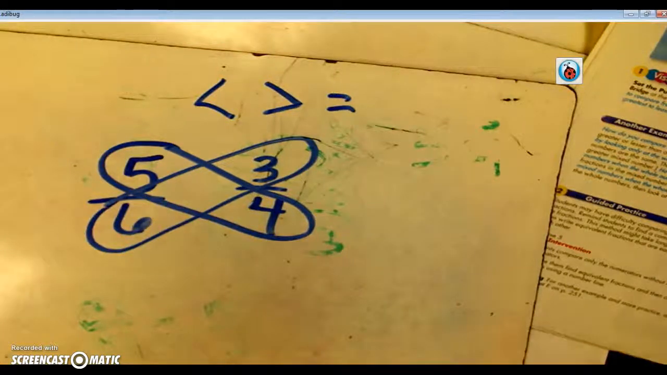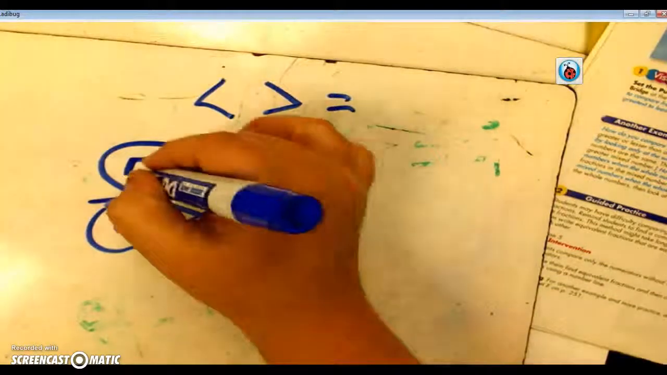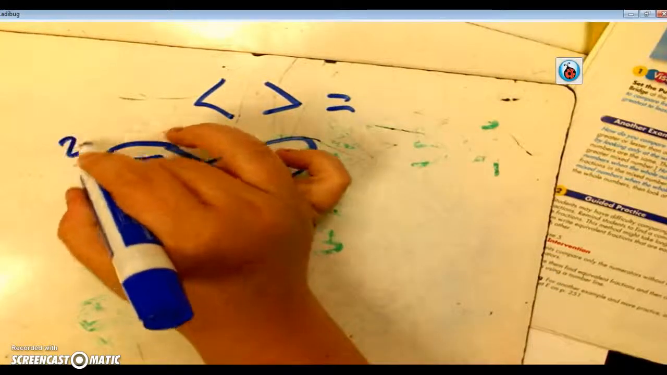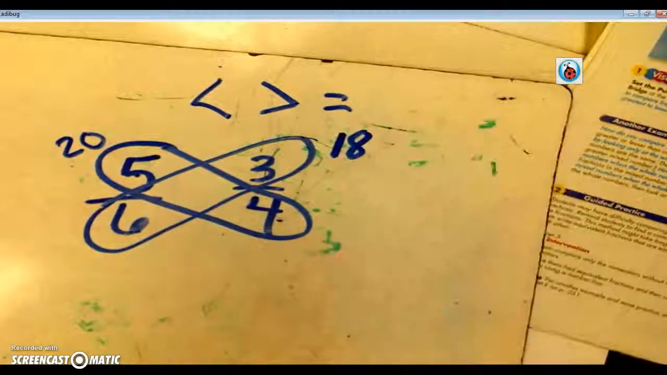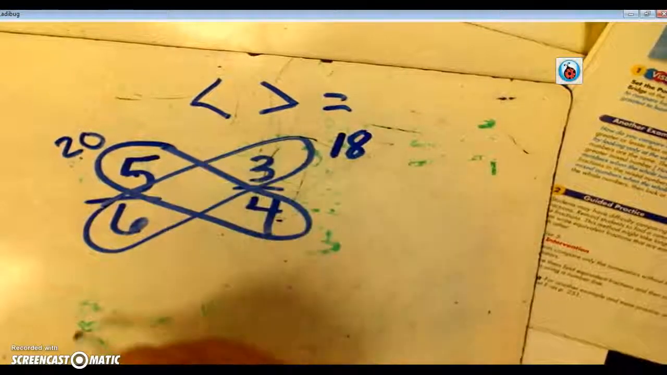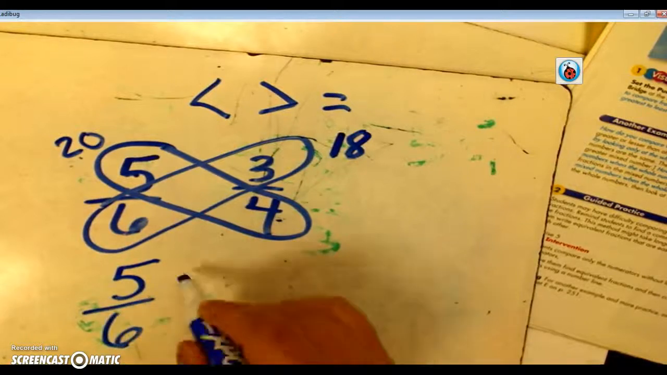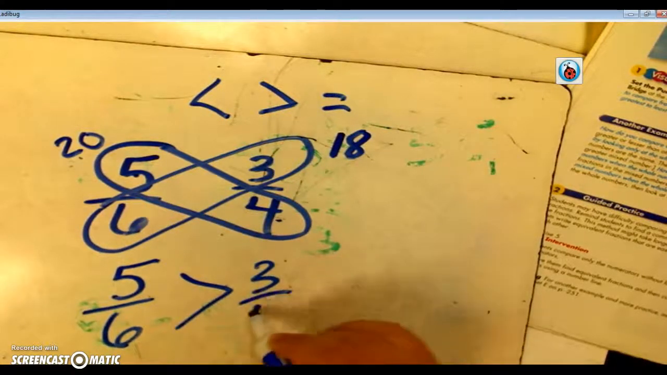You could definitely draw a picture. Okay? But if we want to go back and do the butterfly effect where we're comparing them, I thought you multiplied them, Elliot. Okay? 5 times 4 is? 6 times 3 is? 18. 20 is more than 18, so 5/6 is larger than 3/4.